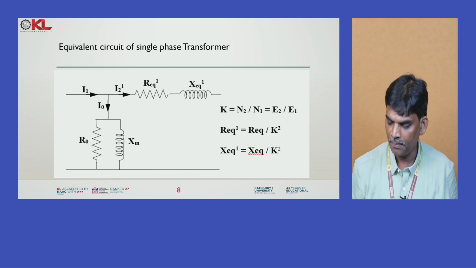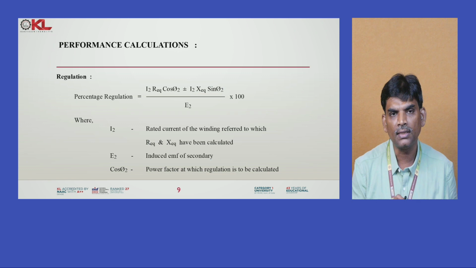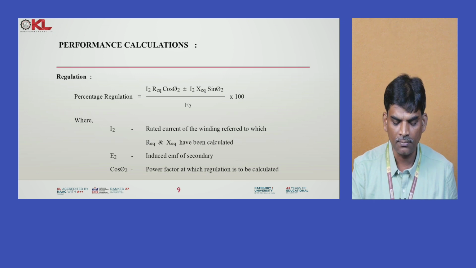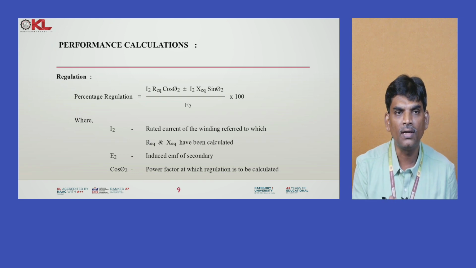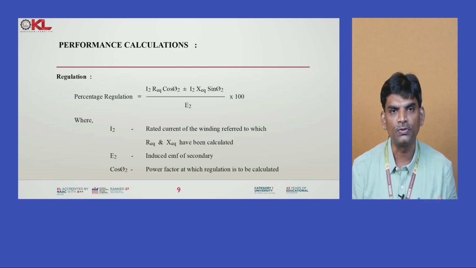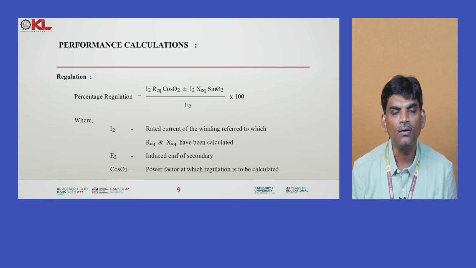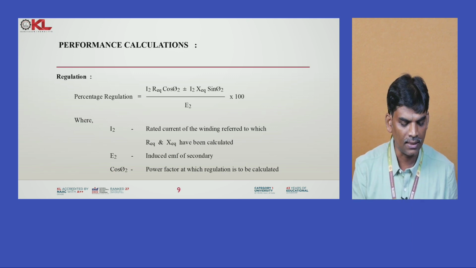These are the formulas to find the percentage of voltage regulation. I2 is the rated current on the secondary side, and R equivalent dash is already known. Based on that we calculate I2 R equivalent cos phi 2 and I2 X equivalent sin phi 2, divided by E2. The voltage regulation is the drop between the actual terminal voltage and the induced voltage. Due to the winding parameters, some voltage drop occurs, so based on that we calculate the percentage.